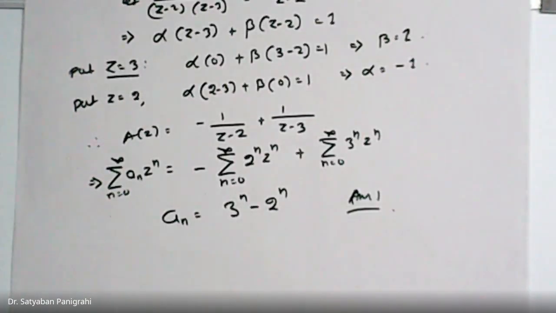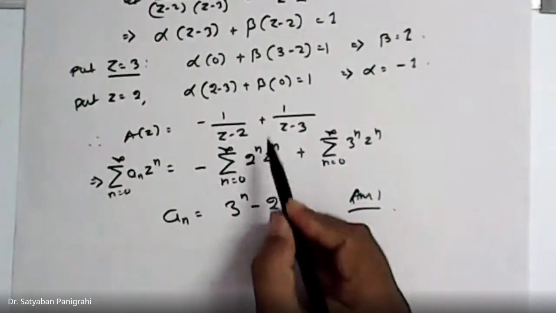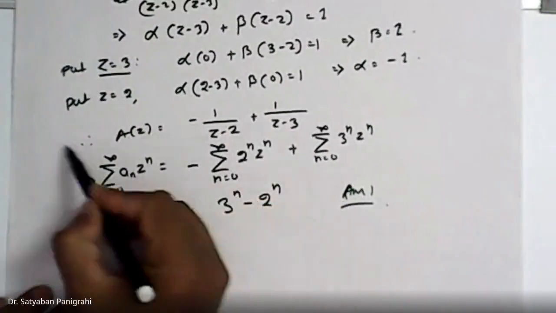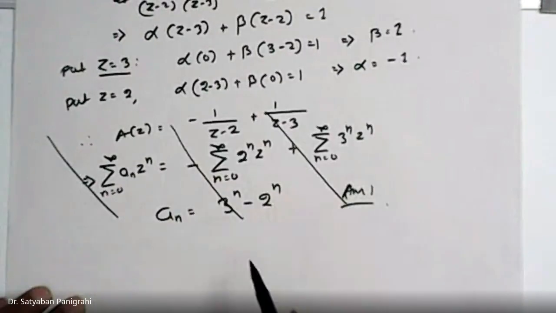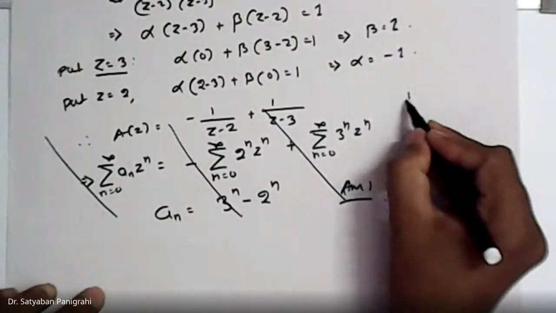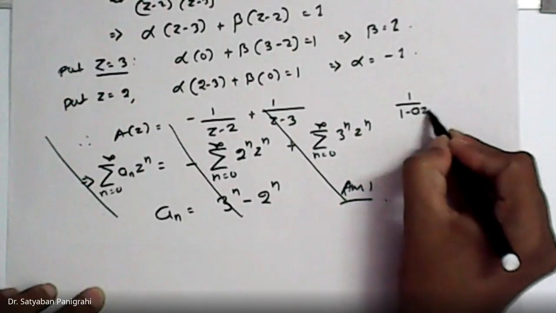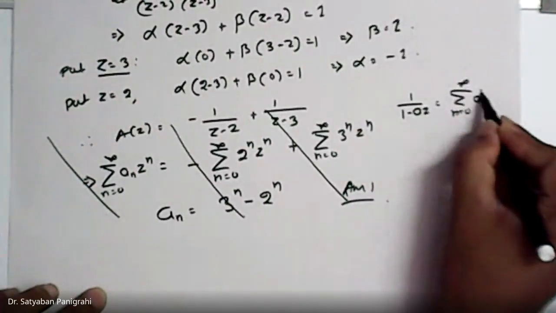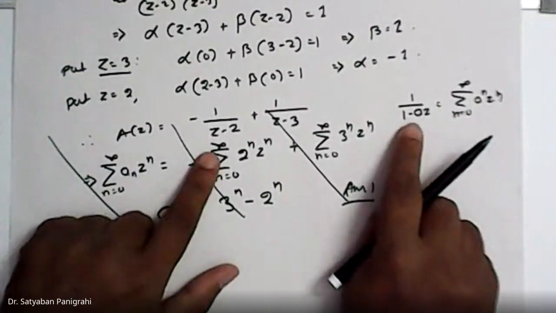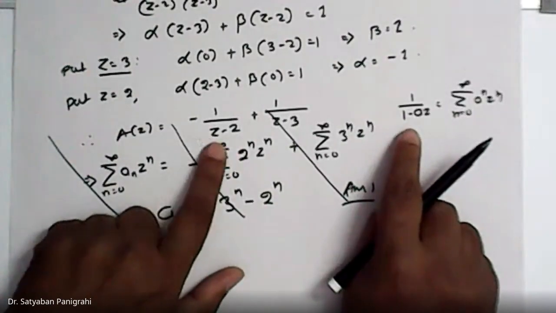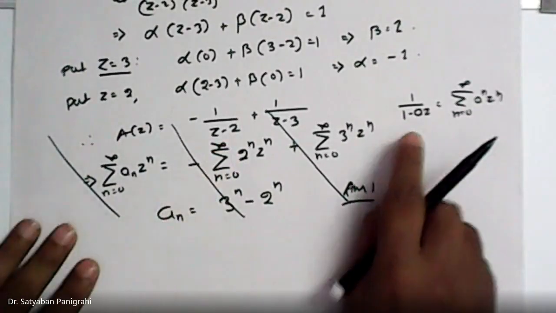मिस्टेक है, यहाँ पे मिस्टेक है, सॉरी यहाँ पे मिस्टेक है. What is the mistake? Look here. I know the formula 1 divided by 1 minus az, summation from 0 to infinity a to the power n z to the power n. ये इसी फॉर्म में है क्या? Not az minus a, not az. Okay, तो यहाँ पे मिस्टेक.